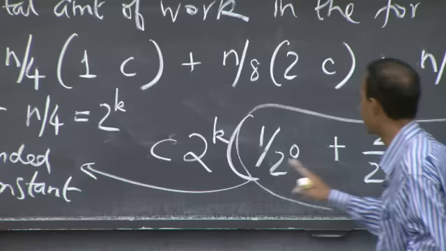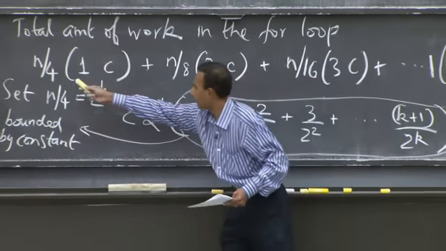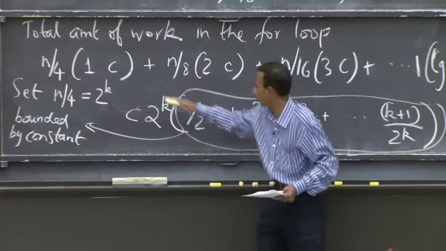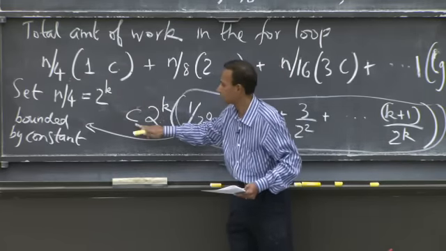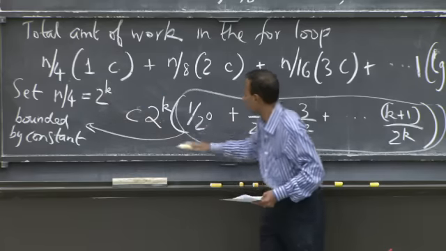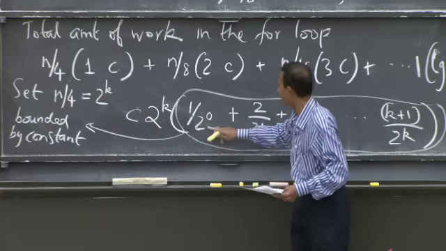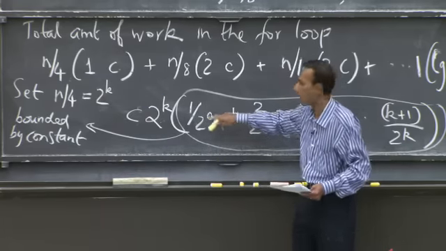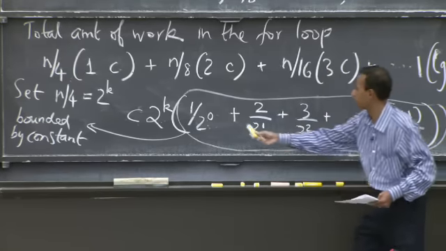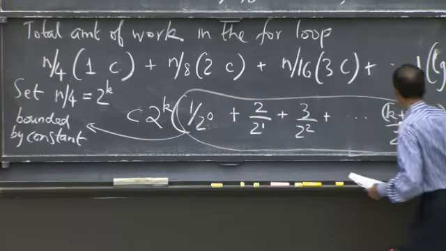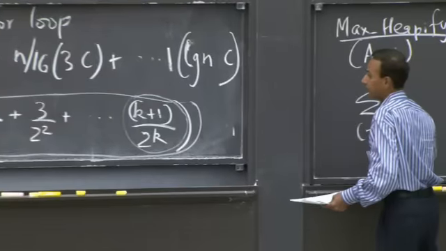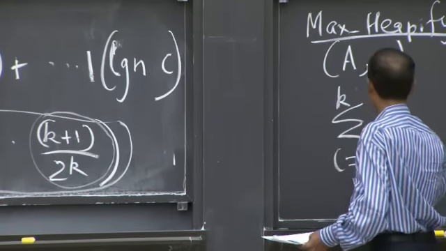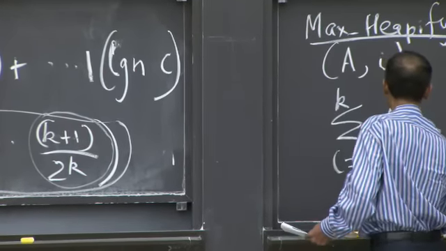So let's take a look at each of the terms. n by 4 is 2 raised to k. I'm just looking at this term and this term. n by 4 is 2 raised to k. c is c. And I just wrote 1 as 1 divided by 2 raised to 0, which is 1. The reason I want you to do this is because I want to show you an expression that is the summation for your expression. You can write that out as the sum for i equals 0 through k of i plus 1 divided by 2 raised to i.